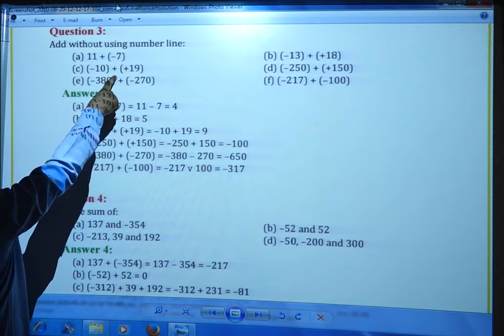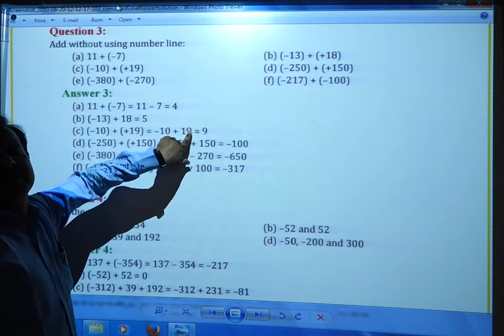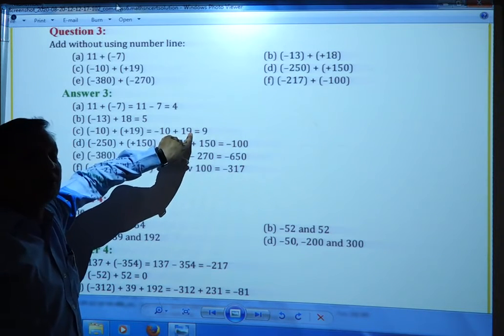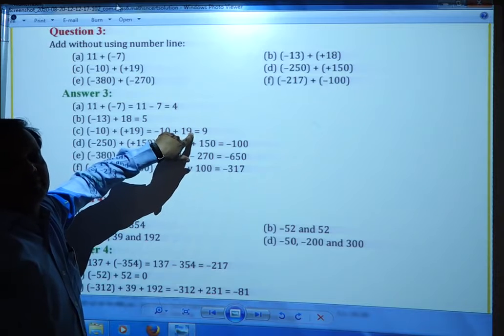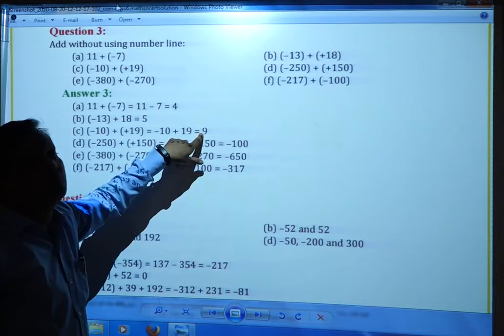Now minus 10 plus 19. One number is in minus, one number is in plus. What we have to do? Minus. So 10 and 19, when you minus, you will get the answer 9. Which number is greater? 19 is greater. Plus sign you have to put here.